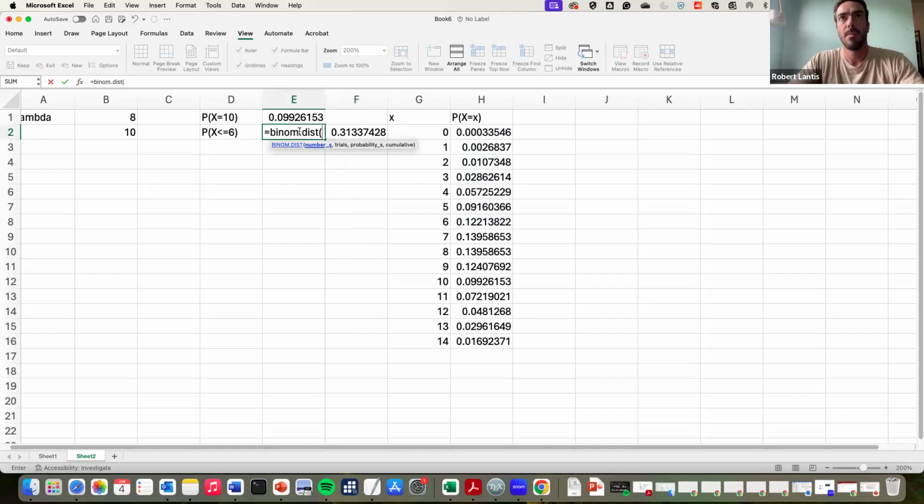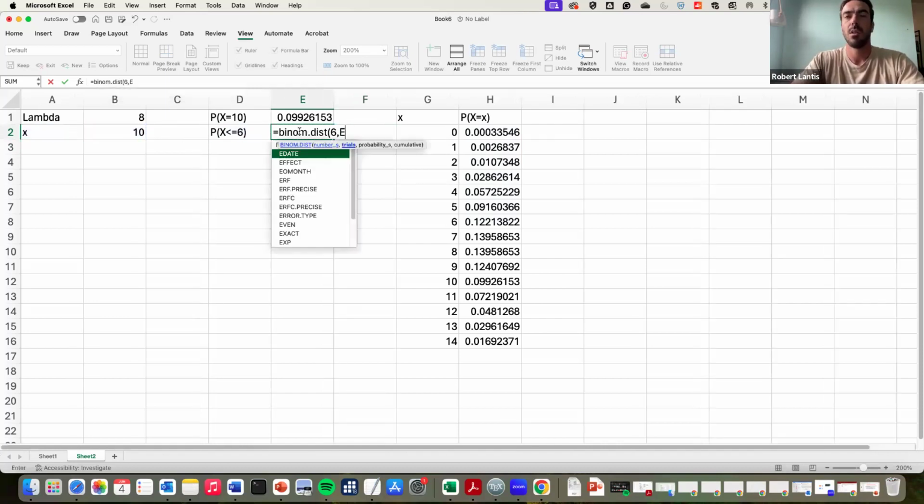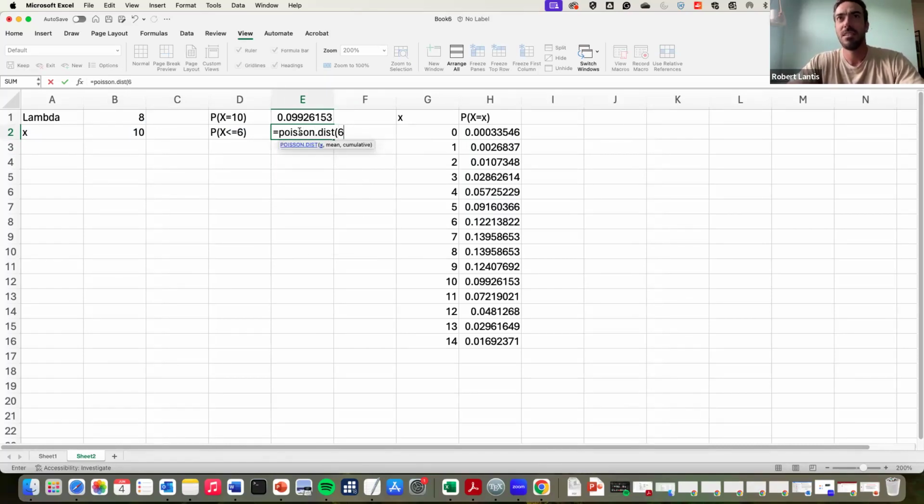I can say, okay, what's the number of successes I'm interested in? Here I just put a number, 6. I don't have to use a cell reference. Number of trials. Oh, sorry, I put binom.dist. I'm on autopilot. Sorry, Poisson.dist. Okay, so 6, then the lambda should be the mean. I want it to be cumulative. So whatever value I tell this Poisson distribution or the binomial, when I make it cumulative, it starts with that value and then works its way to 0. So it includes whatever value I tell it, or it includes 6 here.